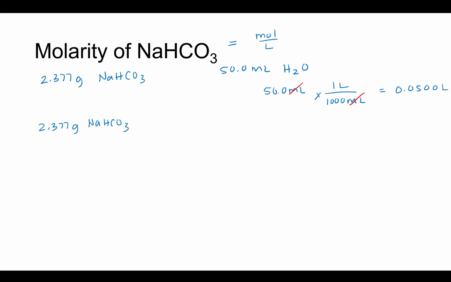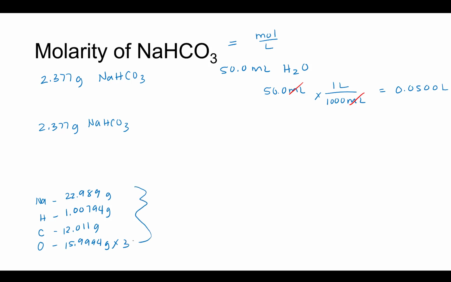And we're going to need to find the molar mass of NaHCO3. And you can do that by using the periodic table. So the mass of Na is 22.989. We have 1 H, which is 1.00794. 1 carbon is 12.011 grams. And we have 3 oxygens at 15.9994 grams times 3. So we're going to add all of that up, and that comes to 84.01 grams per mole of sodium bicarbonate.